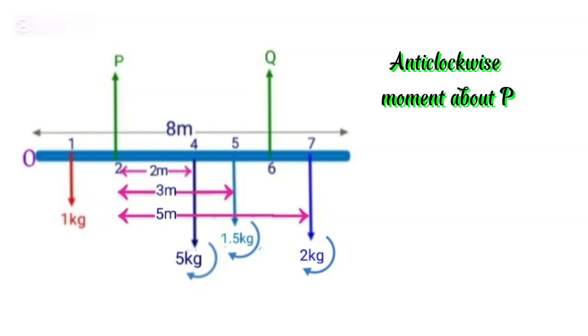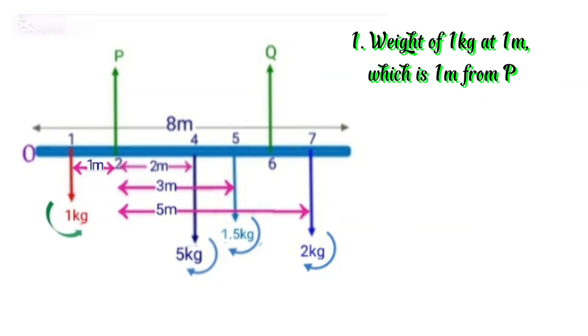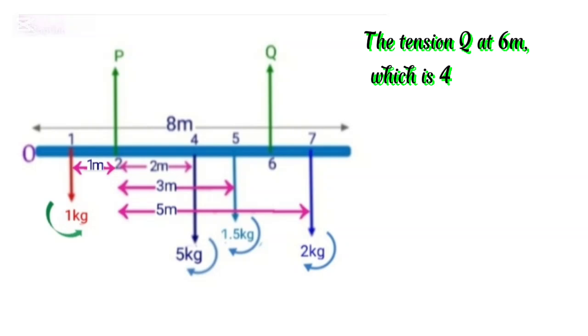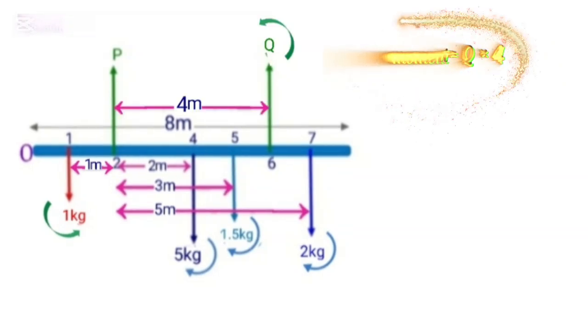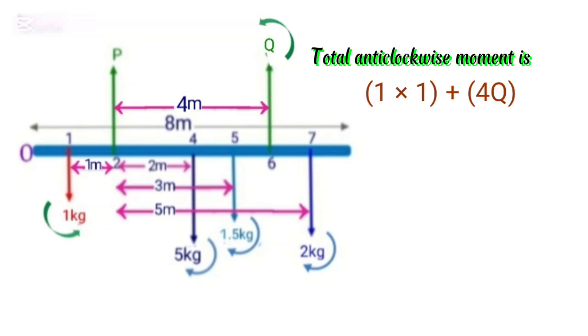Anticlockwise moments about P. 1. Weight of 1 kg at 1 meter, which is 1 meter from P. Moment is equal to 1 times 1. 2. The tension Q at 6 meters, which is 4 meters from P. Moment is equal to Q times 4. Total anticlockwise moment is 1 times 1 plus 4Q.